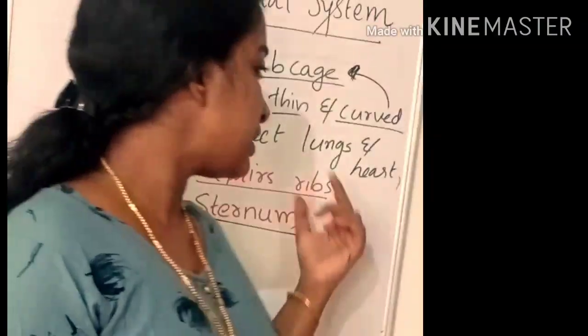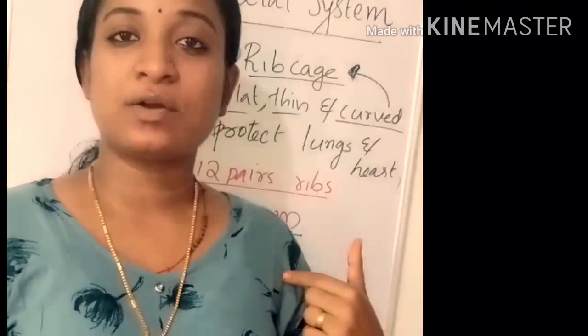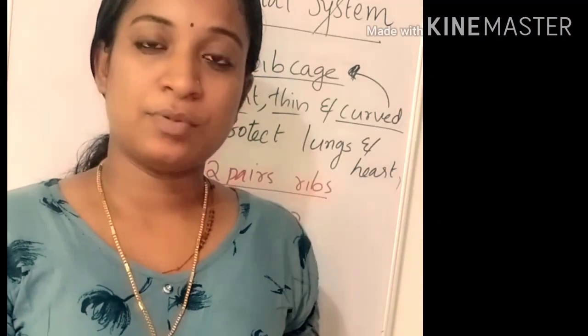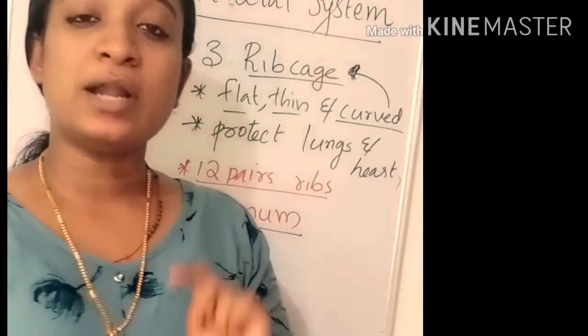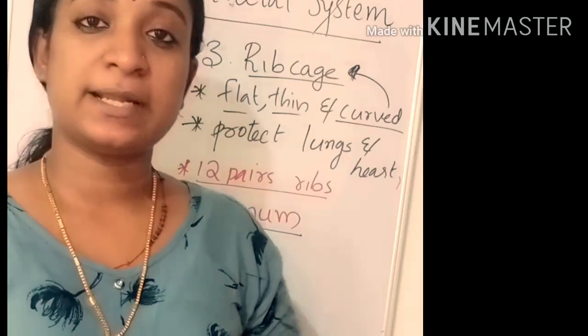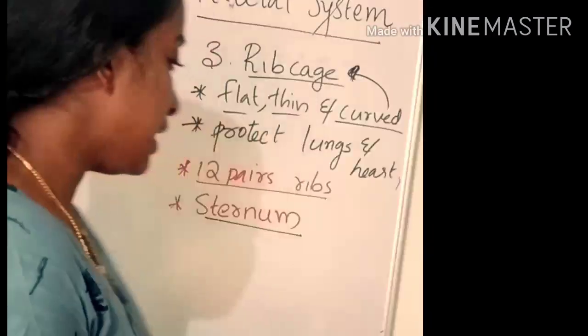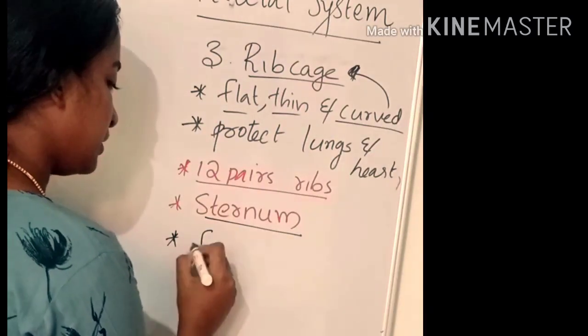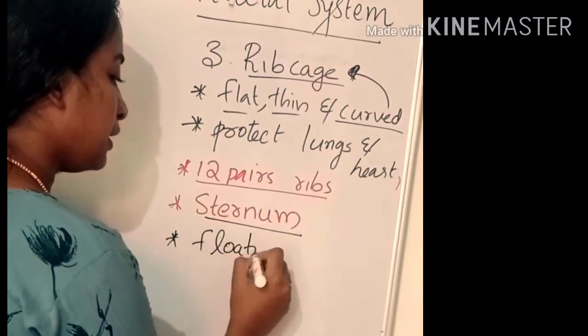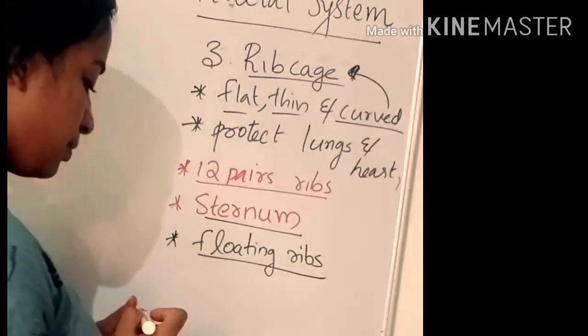And these ribs are also connected to the backbone. There is one pair of ribs which are not connected to the sternum but only connected to the backbone, and they are known as the floating ribs. Okay, so don't forget about this.